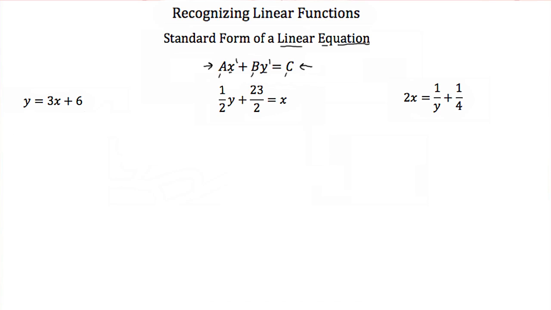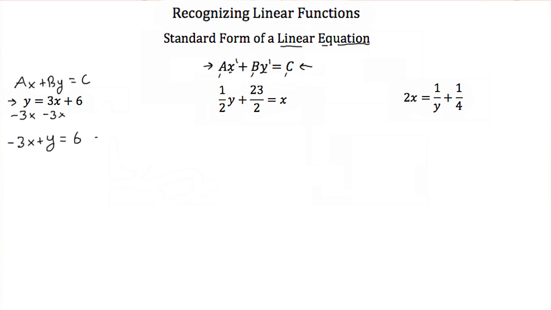So let's look at our first example. Again, we're going to try to move this y is equal to 3x plus 6 into our standard form, which is ax plus by is equal to c. Now if you notice in the standard form, the x and y terms are on the same side of the equal sign. So with our equation here, I'm going to subtract 3x from both sides. We end up with negative 3x plus y is equal to 6.